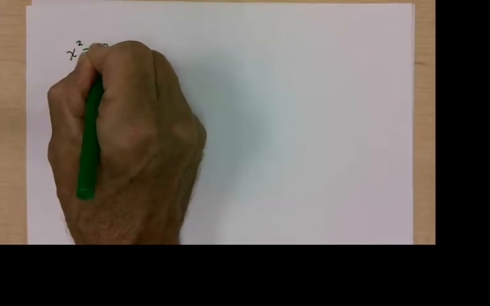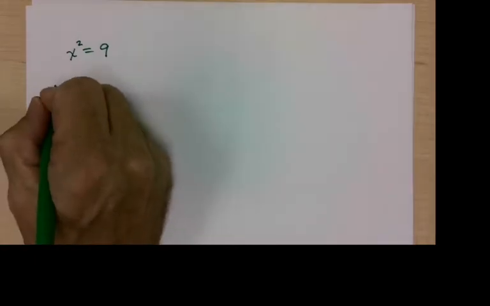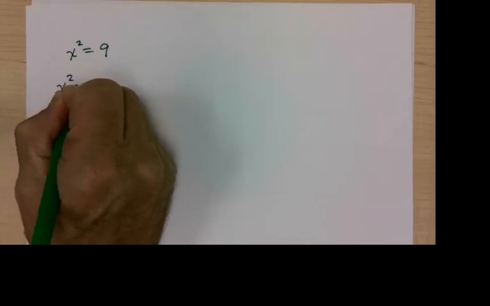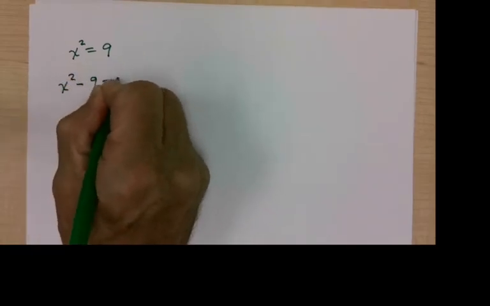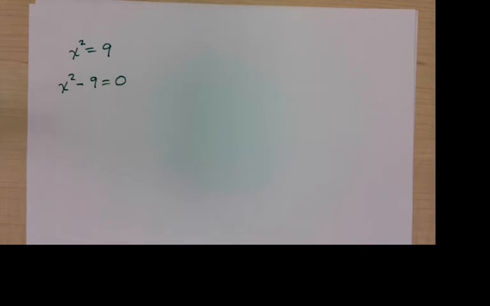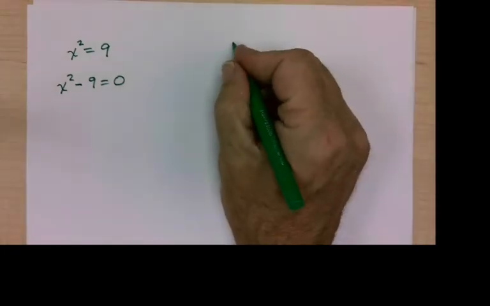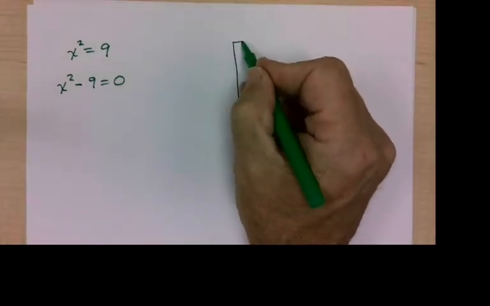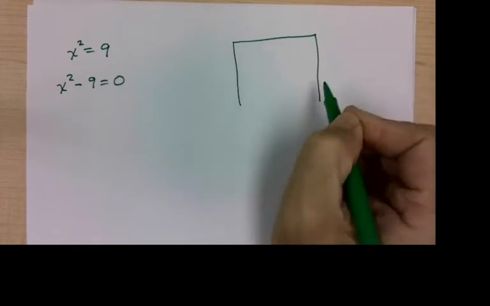If I have x squared equals 9, the strategy we've studied so far is to solve these sorts of problems with factoring. So to do that, we must have one side equal to 0. So if I subtract 9 from both sides, I get x squared minus 9 equals 0. And then we need to factor x squared minus 9. So let's plug this into our factor box.